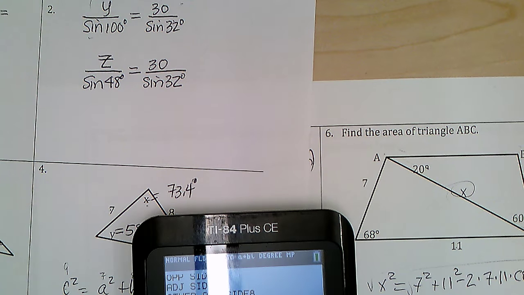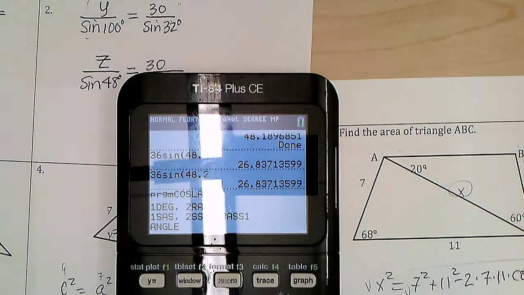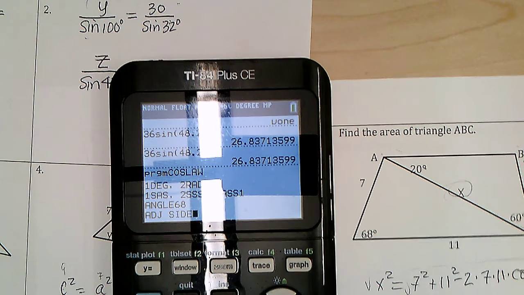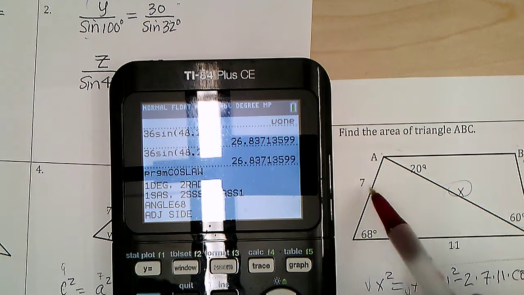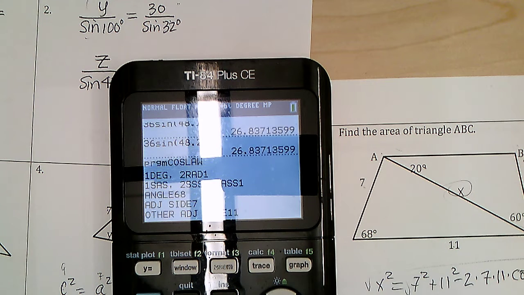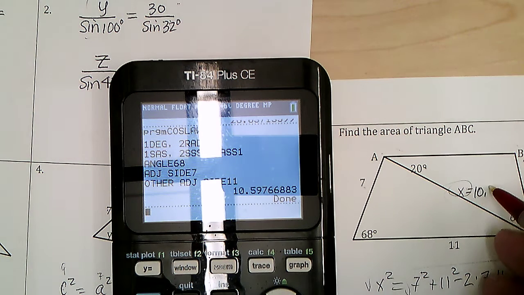And that's what the formula does. So law of cosines in degrees, and side angle side is 1, and the angle is 68. The adjacent side is 7. The other one is 11. And I get x to be 10.598.